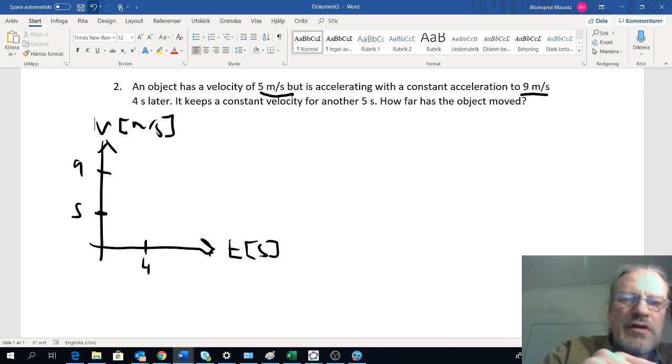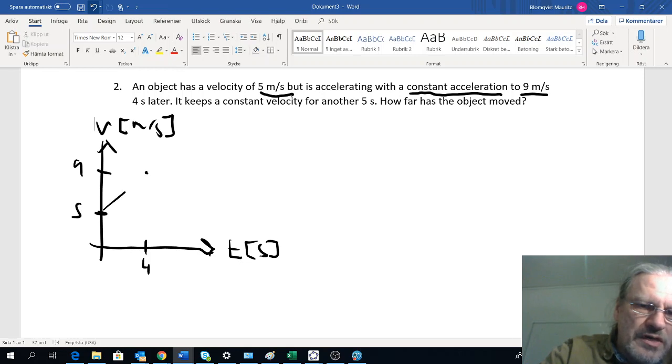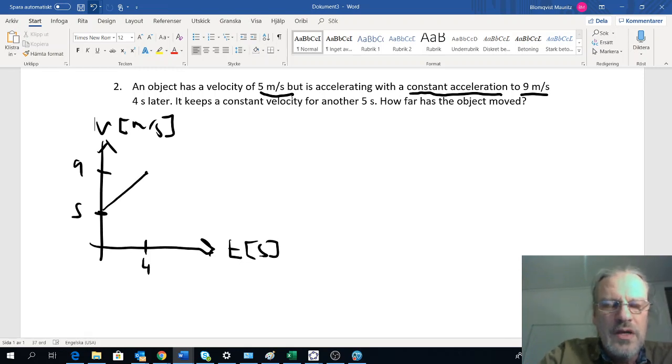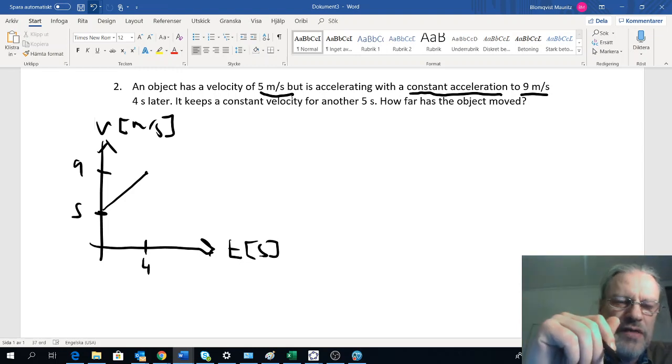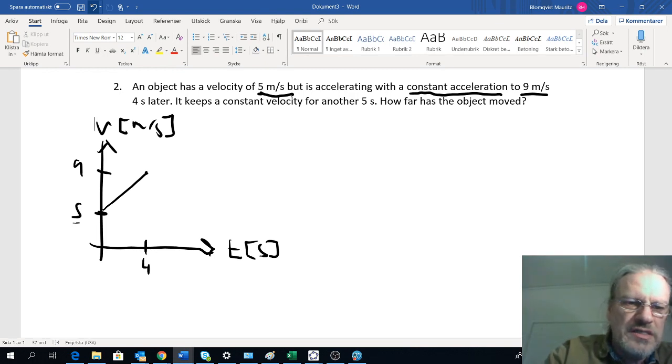We are at that, and we're accelerating with a constant acceleration, which means that we'll connect this with a straight line, right? That point to that point. Constant acceleration: a straight, evenly sloping line. So we start at 5 meters per second, with a constant acceleration, that's why this is a straight line, to 9 meters per second, there, 4 seconds later.